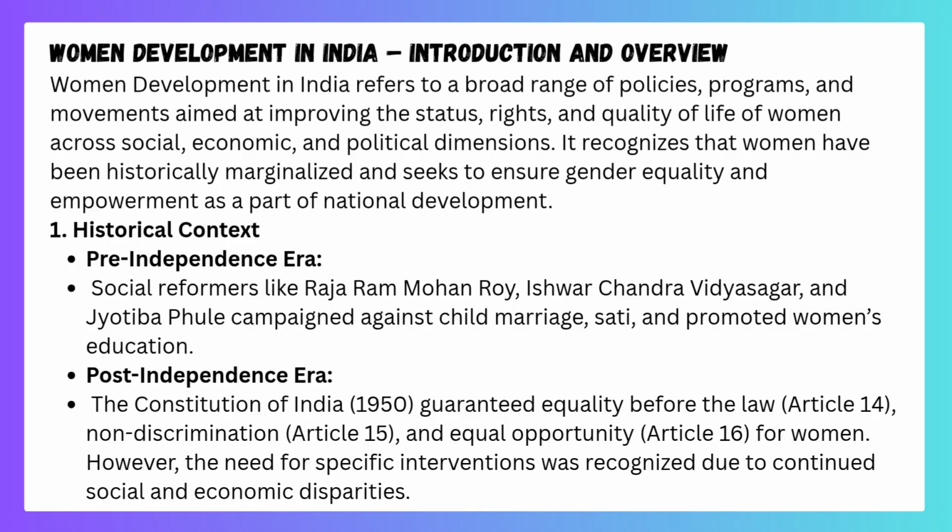Pre-independence era. Social reformers like Raja Ram Mohan Roy, Ishwar Chandra Vidyasagar, and Jyotirao Phule campaigned against child marriage and sati, and promoted women's education. Post-independence era. The Constitution of India, 1950, guaranteed equality before the law, Article 14, non-discrimination, Article 15, and equal opportunity, Article 16, for women. However, the need for specific interventions was recognized due to continued social and economic disparities.